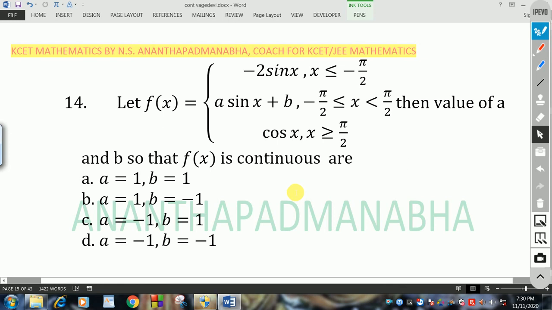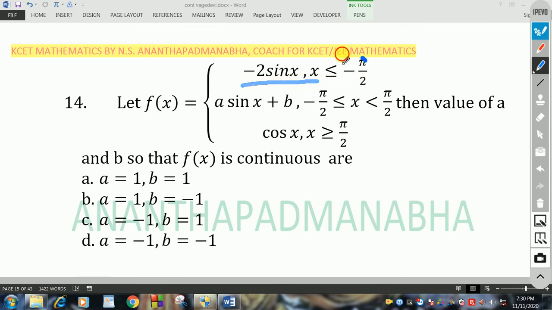So here is a split function again. Let f of x is equal to minus 2 sin x for x less than or equal to minus pi by 2, a sin x plus b for x between minus pi by 2 and plus pi by 2, and cos x for x greater than or equal to pi by 2. Then find the values of a and b so that f of x is continuous. So I have to find the values of a and b so that the function is continuous at minus pi by 2 as well as at x is equal to pi by 2.